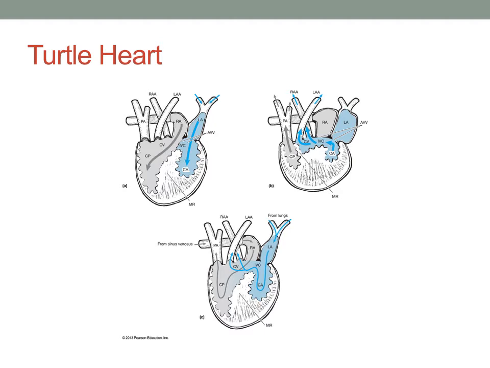Basically it acts like a shunt, and this can be pretty useful for an organism that hibernates and buries itself in the mud for 8 months of the year. And it's also important for an organism that dives and needs to hold its breath for significant periods of time. It essentially allows the turtle to use oxygen more efficiently.